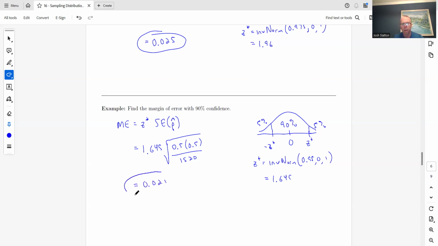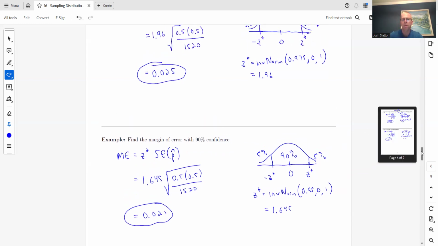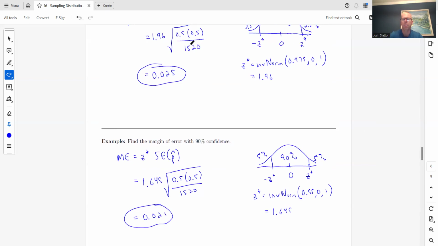And when we do that, now we get 0.021. And this makes sense because we said at the end of the last video that if you increase your confidence, the margin of error will go up. If you decrease the confidence, the margin of error will go down. And so we can see we decreased the confidence from 95% down to 90%, and the margin of error did go down. And the reason you can see from the formula, in this one up here, the standard error is not changing because p hat is not changing, the n is not changing. The only thing that's changing is the z star. And so the z star is going to go down, which means this product will go down. So it makes sense that as z star goes up or down, margin of error is going to go up or down.